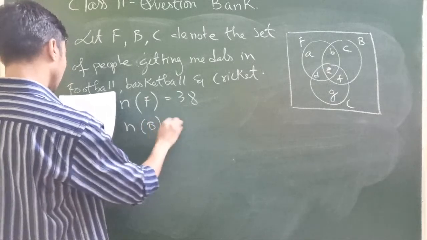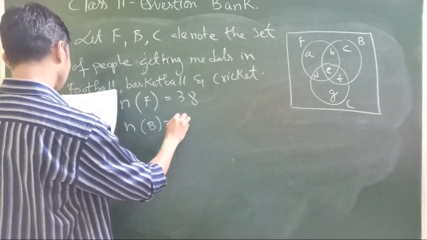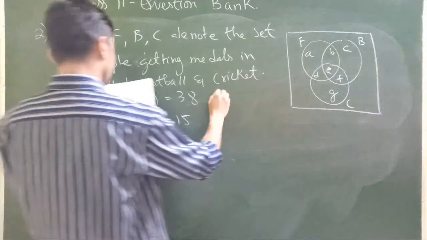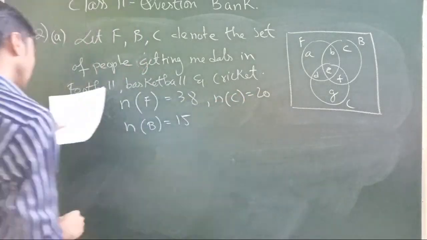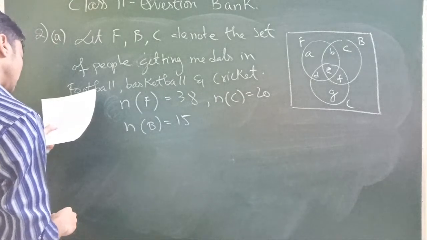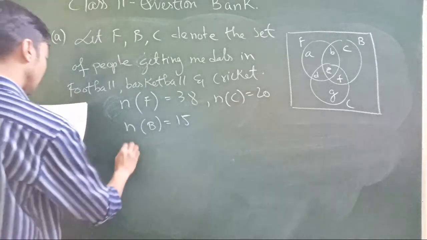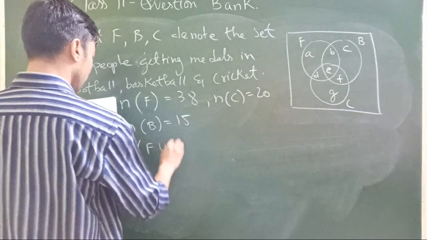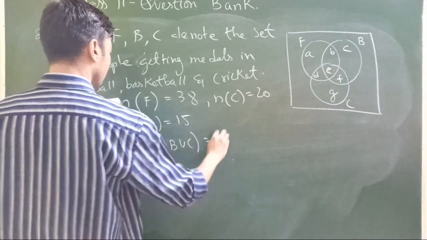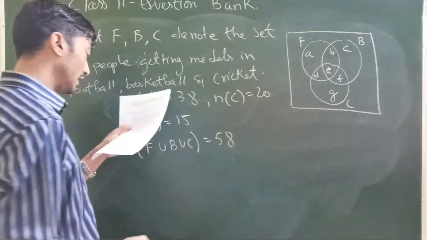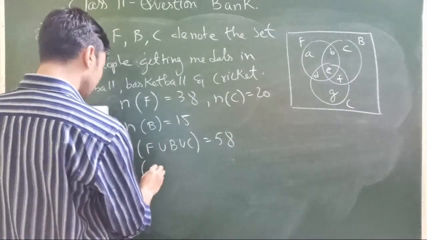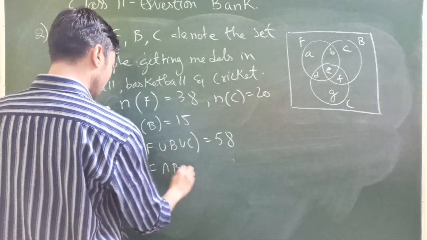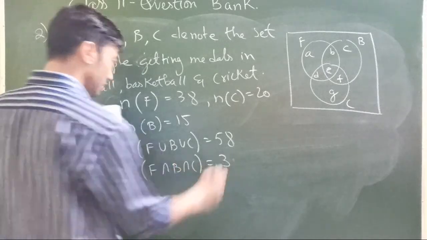Basketball, 15 medals. Cricket, 20 medals. And it also says that if this went to a total of 58 men, F union B union C, 58 men, and only 3 get medals in all the 3 sports, F intersection B intersection C. These are very easy to predict.